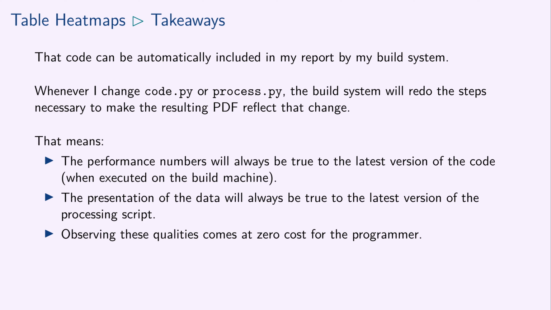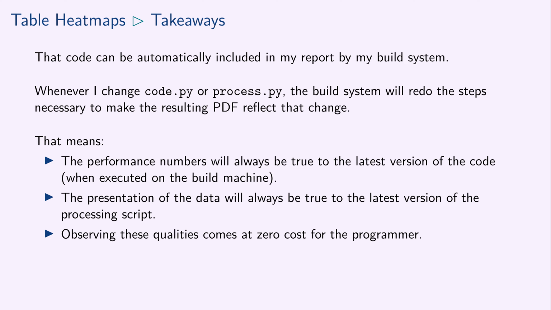So the performance numbers will always be true to the latest version of that code. And the presentation of those numbers will always be true to the latest version of the processing script. And these two qualities we observe at zero cost to me. I don't need to rerun anything. If I accidentally update something, I will see the result here. I can update things whenever I want, and I don't have to worry about things being up to date.